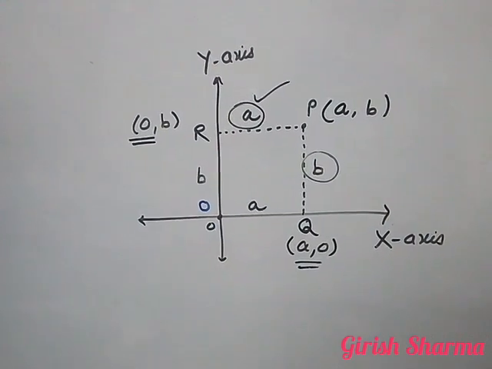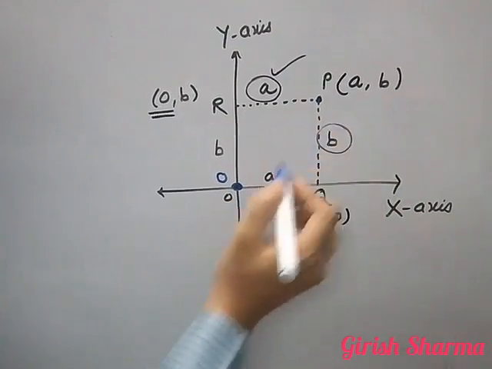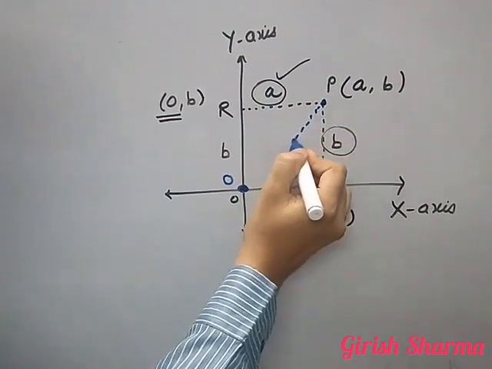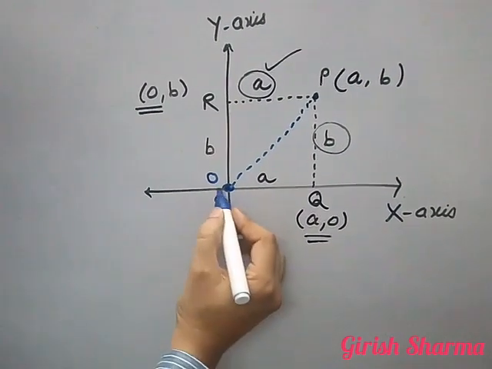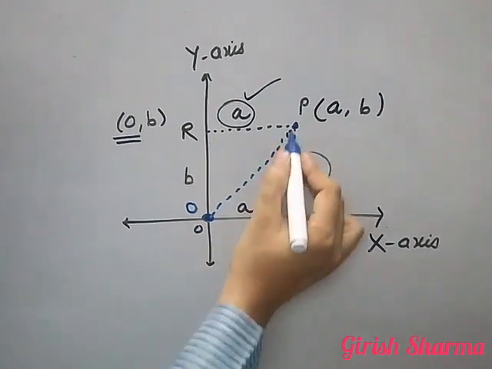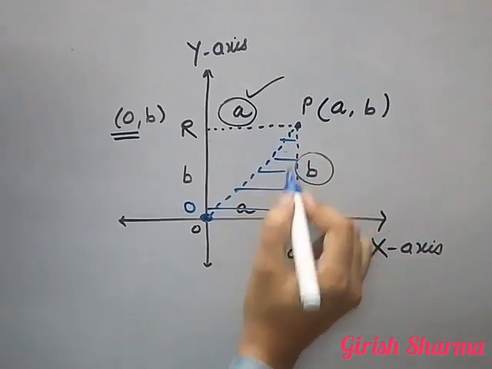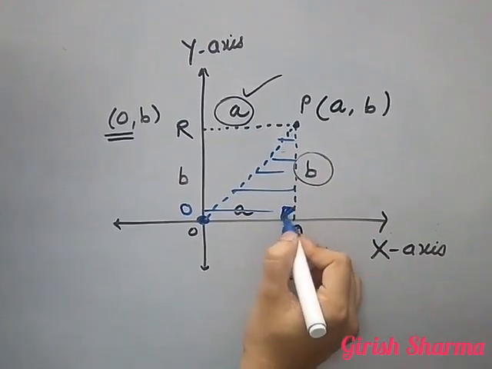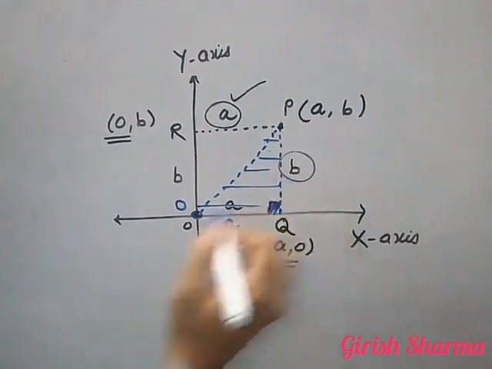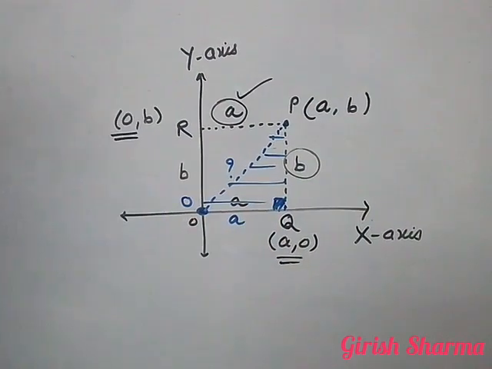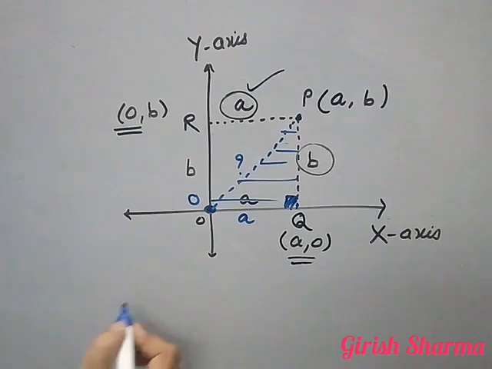This is our topic, how to find the distance between 2 points. One point is O and one point is P. We have to find its distance, this OP. How to find it? Just see, this is O, Q and P. This looks like a right triangle, with 90 degrees here. OQ is A and this is B. This is the hypotenuse; if we find the hypotenuse, then we will get the distance OP.